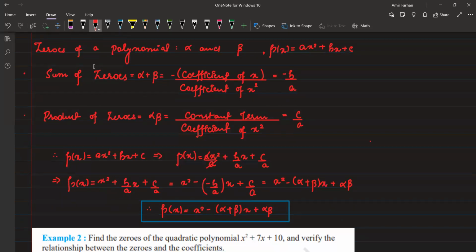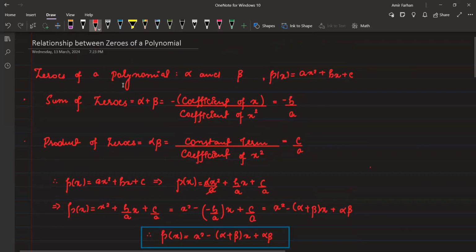Basically, I have told you that the zeros of a polynomial can be considered as alpha and beta. In this part, we are going to relate the zeros with the coefficients. That's why the topic name is the relationship between the coefficients and the zeros of a polynomial. I just forgot to write coefficient, so I will write it again. This chapter is totally based on the quadratic polynomial, so we are taking the general equation of a quadratic polynomial, that is ax square plus bx plus c.